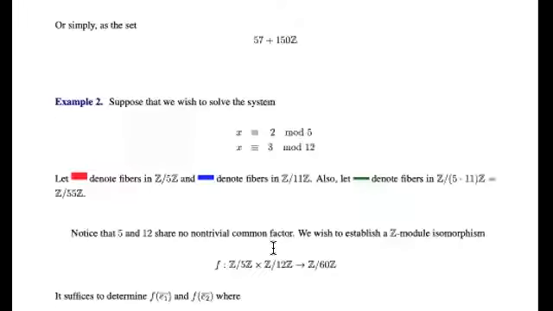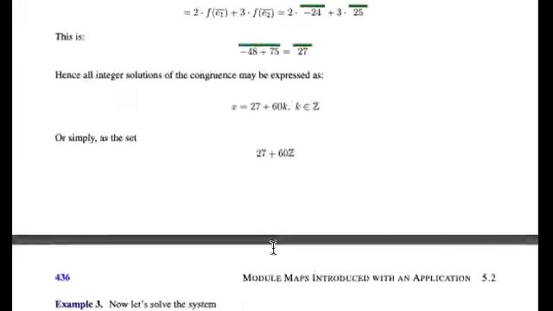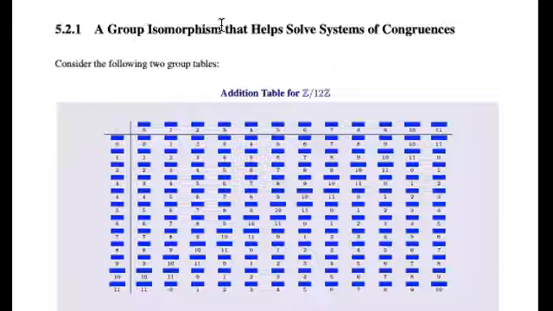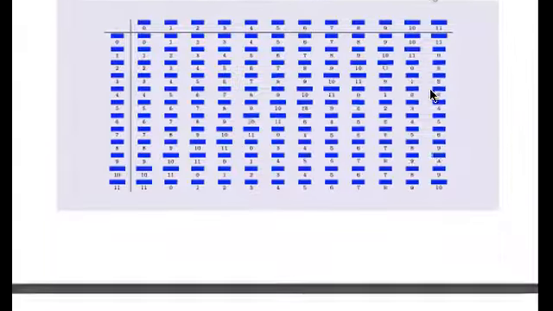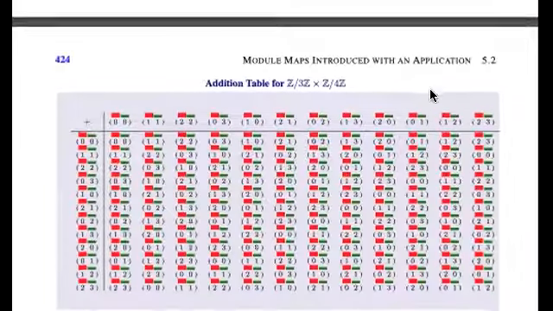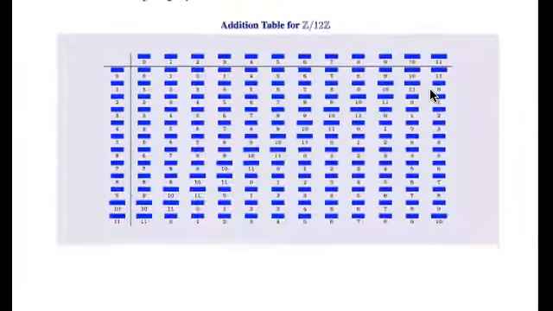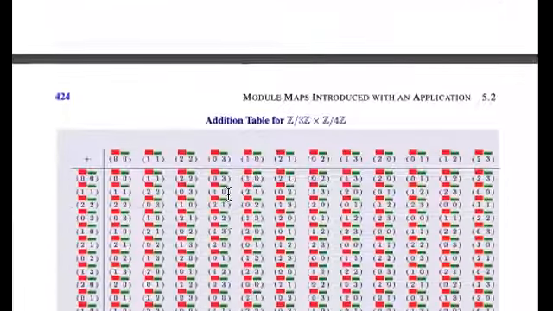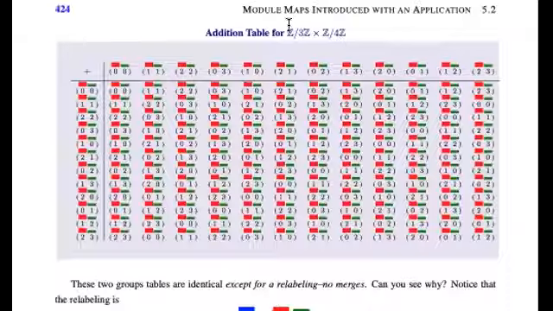And here's another one, and using these ideas, we're able to do systems even like this. But in order to get there, that's what we're going to be looking at here. So first, we look at a group isomorphism that helps solve systems of congruences. There's an isomorphism that's going to help us. I'm looking at two group tables here. This is Z mod 12Z, and this is Z mod 3Z cross Z mod 4Z.